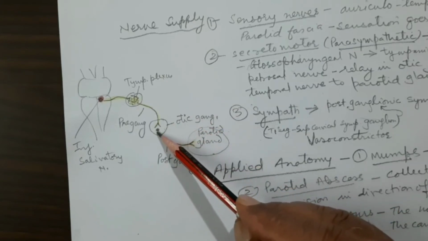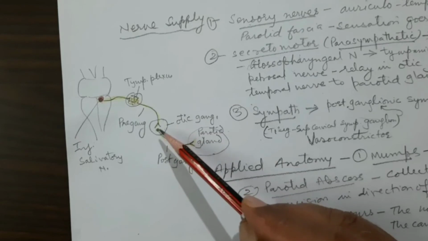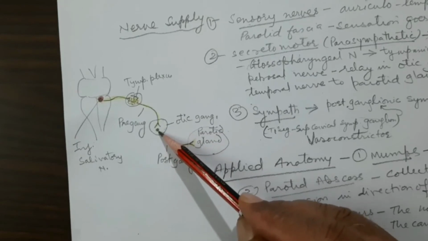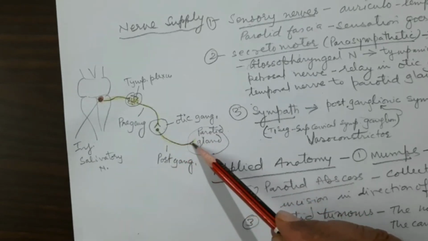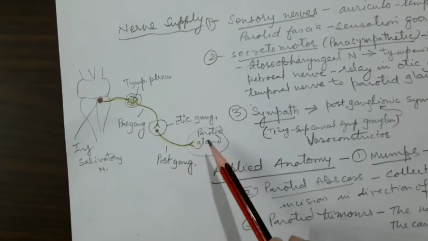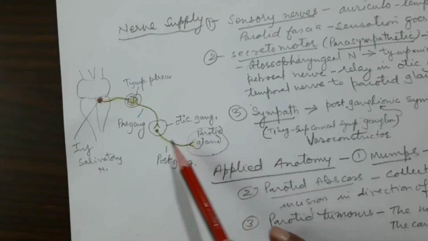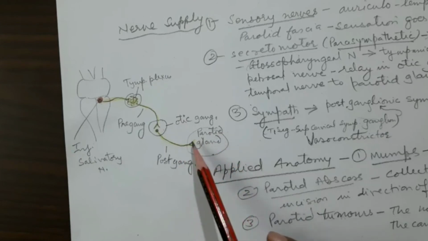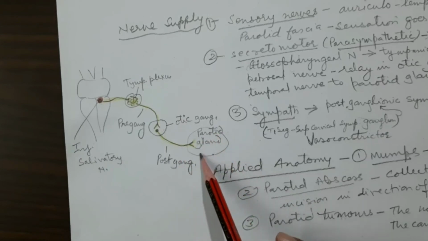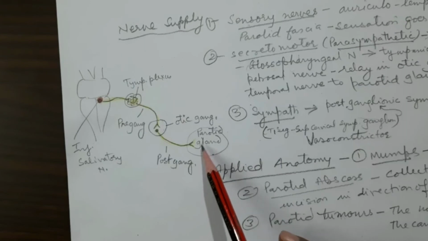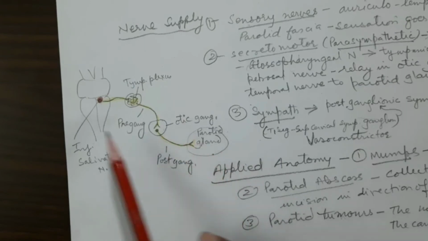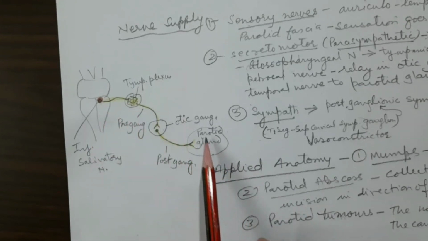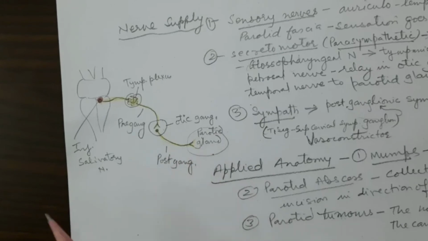Okay, and here there is a collection of neurons which are the postganglionic neurons, and from here the fibers will go along with the auriculotemporal branch of the mandibular nerve, and then these fibers will reach the parotid gland, where they will supply the parotid gland, and stimulation of this nerve will lead to the secretion from the parotid gland.